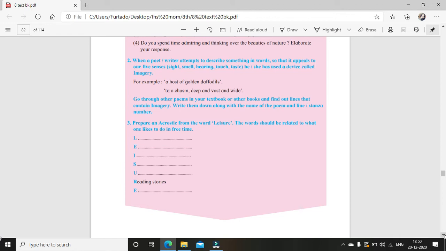I hope you have your pencils, which should already be ready with you all. You can start writing. The first one, L, listening to music. Write it down over here in your textbook itself, so that afterwards, as homework, you can write it in your notebook. Listening to music. Second one, E, enjoying a game. Enjoying a game. I, indulging.